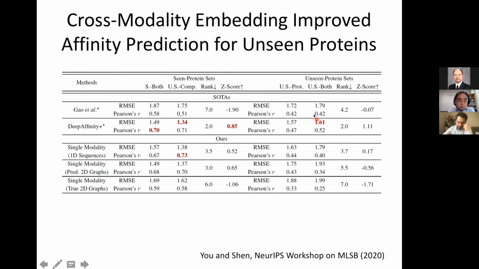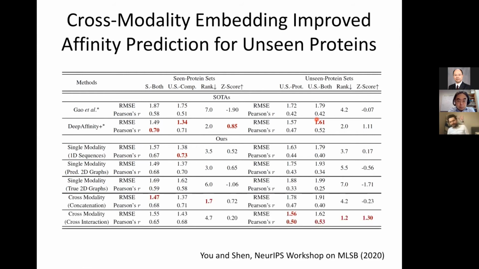And then if you consider the cross-modality interactions or cross-modality embedding, now you see that even for this very simple task of affinity prediction, this cross-modality embedding actually improves the results for the proteins that you have never seen before. So this is very interesting.